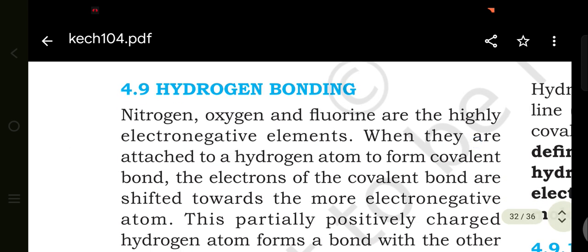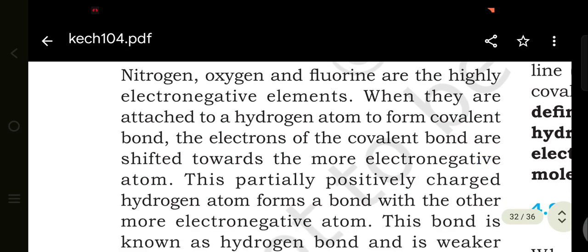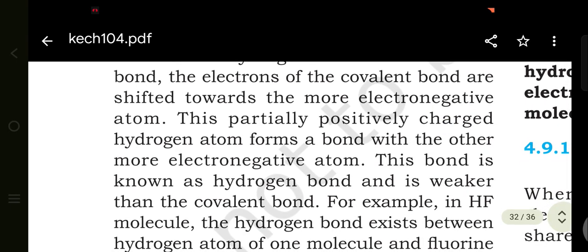Hydrogen bonding. Nitrogen, oxygen and fluorine are highly electronegative elements. When they are attached to a hydrogen atom to form a covalent bond, the electrons of the covalent bond are shifted towards the more electronegative atom. This partially positively charged hydrogen atom forms a bond with the other electronegative atom. This bond is known as a hydrogen bond and is weaker than the covalent bond.